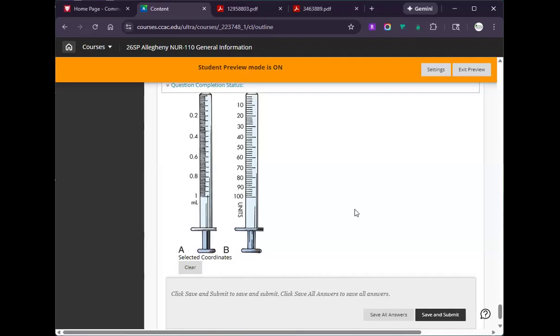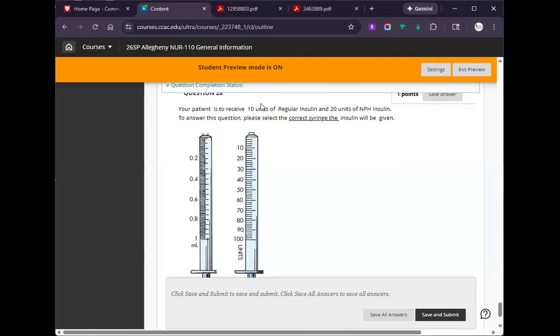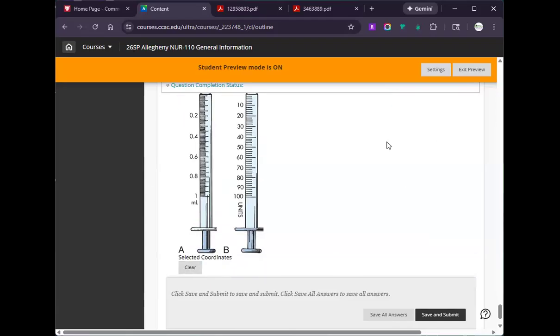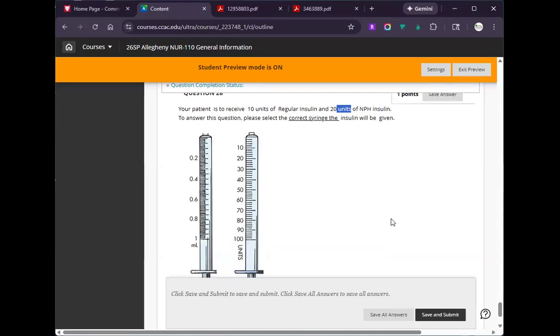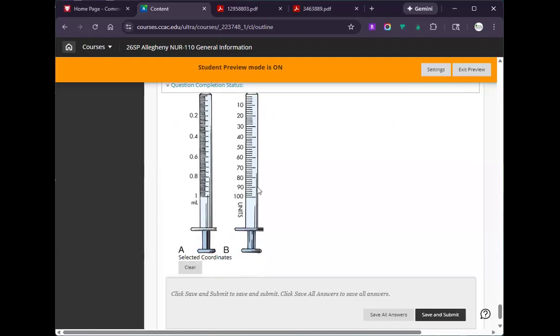This one doesn't actually ask you to calculate, so you just have to choose the syringe. And then you have two answer choices. The quick and dirty of this is, remember I told you insulin is an interesting one: when we measure insulin, even though we could convert it to milliliters, we don't. We just choose the syringe that has units marked on it.